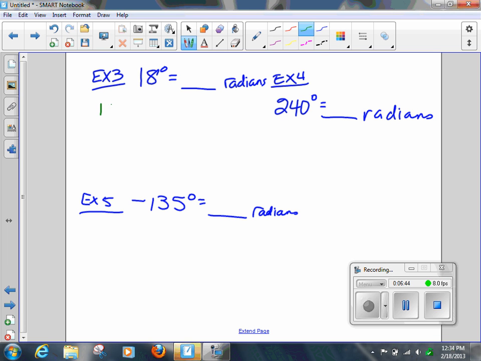Conversion factor, 18 degrees. I'm multiplying by... here's my thing. I know that I want to cancel out what? I want my degrees to cancel, so I've got to put 180 degrees on the bottom, which means pi has to go on top. This way I don't have to think about it. 18 degrees goes into 180 how many times? Folks, did you get pi over 10 for the first one?